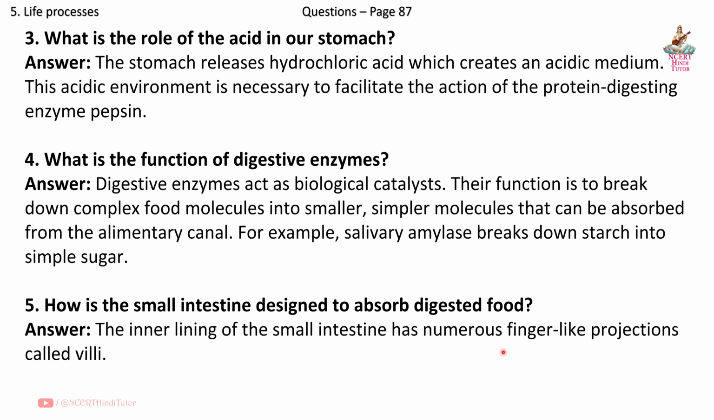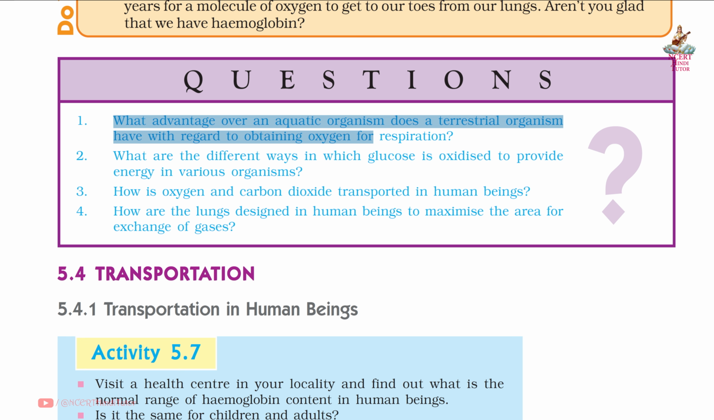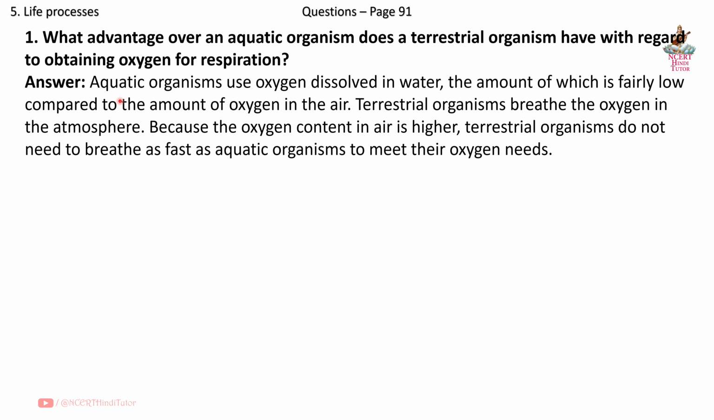Questions page 91. Question 1. What advantage over an aquatic organism does a terrestrial organism have with regard to obtaining oxygen for respiration? Answer. Aquatic organisms use oxygen dissolved in water, the amount of which is fairly low compared to the amount of oxygen in the air. Terrestrial organisms breathe the oxygen in the atmosphere.